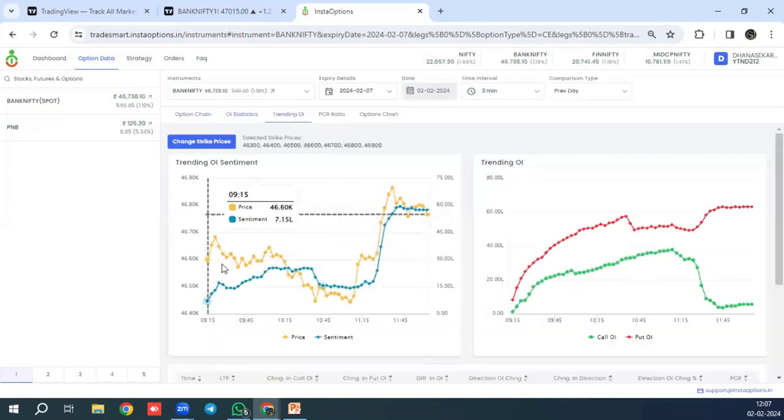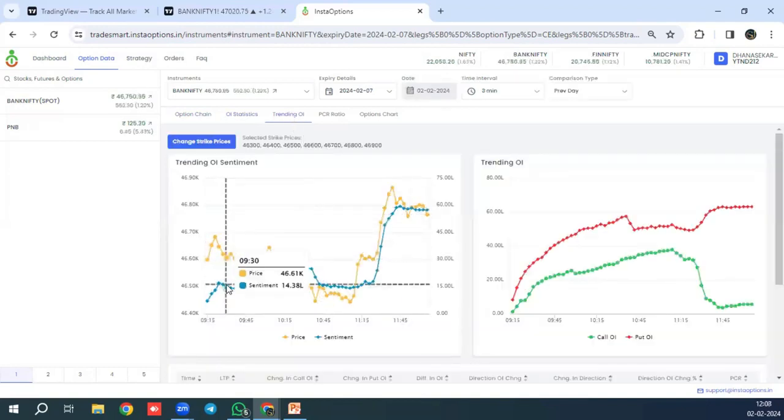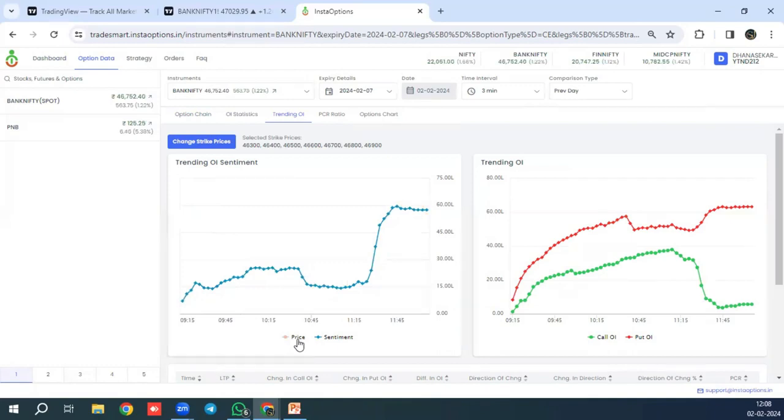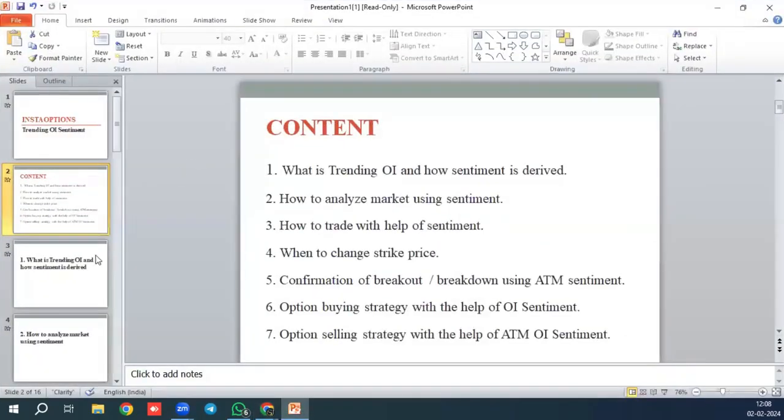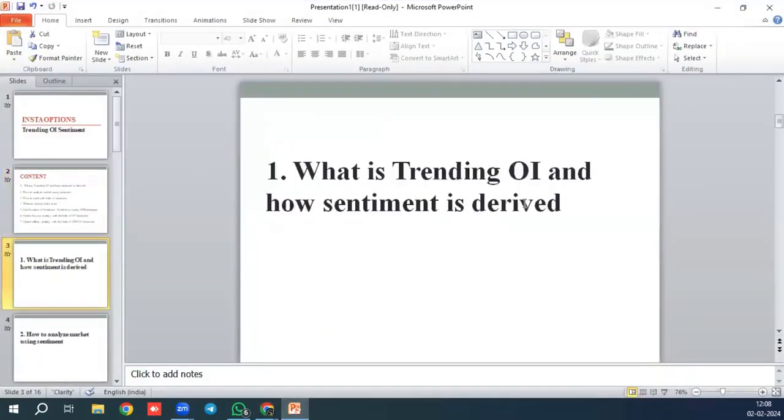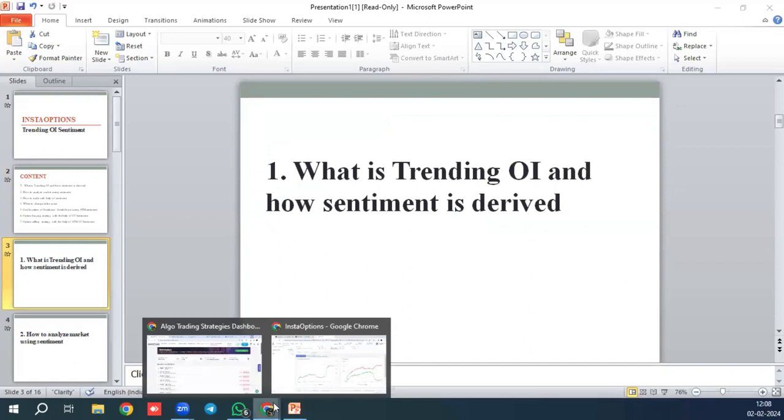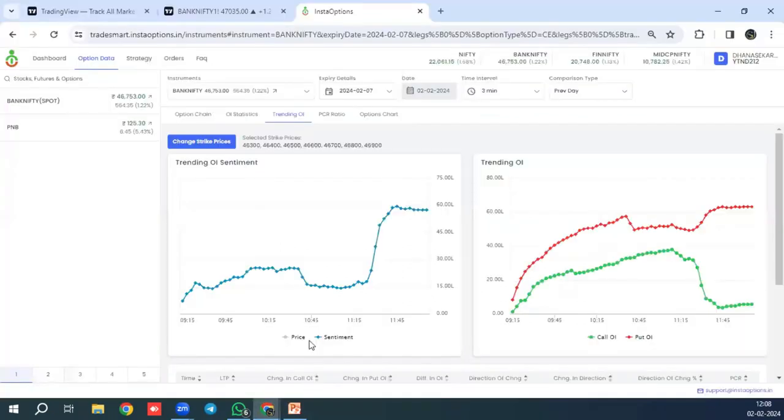So this is what is our topic for today. We are going to go with trending OA sentiment. Okay, so what is trending OA sentiment? So what is trending OA and how sentiment is derived? That is what we are going to see, and we will see how to analyze that and take trades.